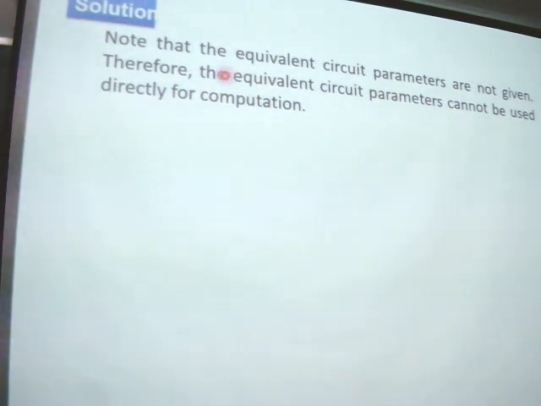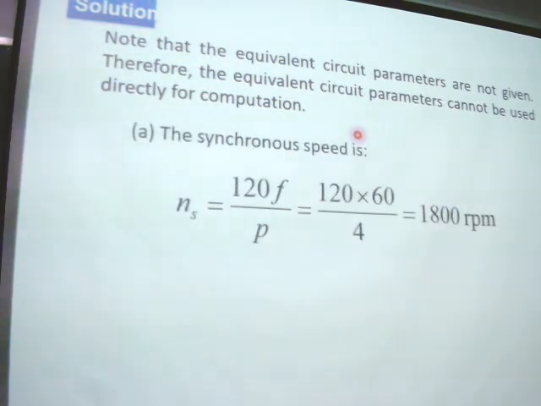We know in this example we don't know the circuit parameters. It didn't give us the parameters, so we can't use the equations we studied last week. But we can use another method we just learned yesterday. Let's see. First, we calculate the synchronous speed. It's easy: the poles is 4, f is 60 hertz, so we can easily obtain the synchronous speed.